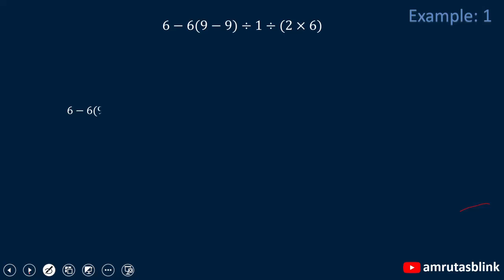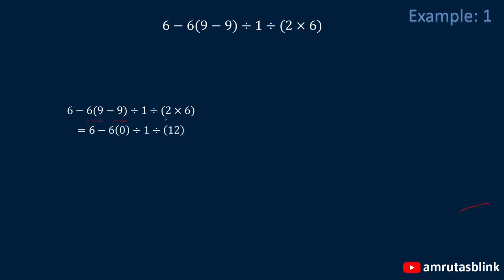Now we'll see an actual example. 6 minus 6 into bracket 9 minus 9 divided by 1 divided by bracket 2 into 6. So we will just rewrite the expression. Now first of all we need to solve the brackets. So we will solve this bracket first and this bracket first. So 6 minus 6 as it is, 9 minus 9 is 0, divided by 1 divided by as it is, and 2 into 6 is equal to 12.